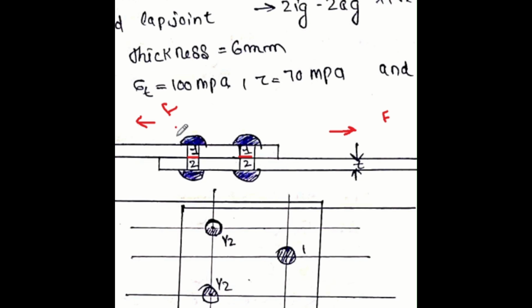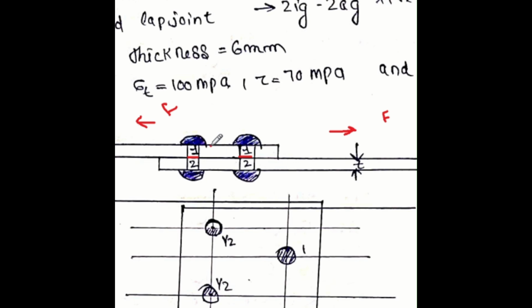If you take the case of this rivet, it will fail at this single part, and the same when you take this rivet, it will also fail at this point. So a single shear is happening at this rivet, right? So that's how to find whether it is single shear or double shear.